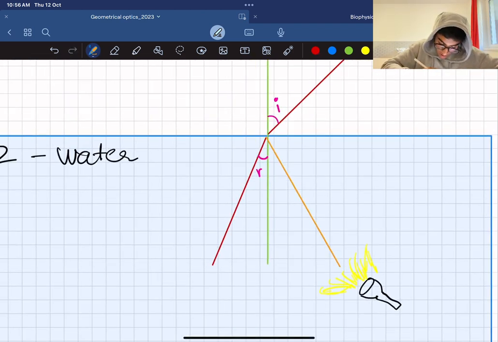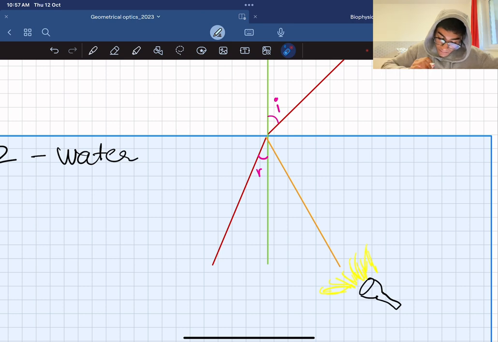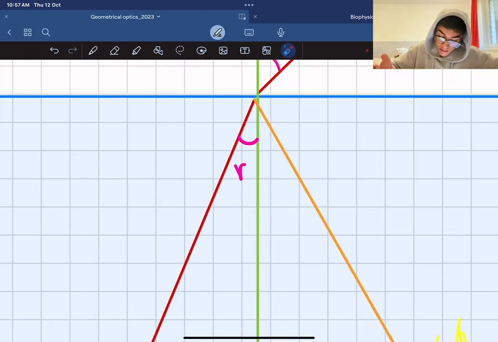Now, the incident ray is coming from water and going to air. If you can recall what I said about angles, where do you think the angle will be for the incident angle? I hope you said here. If you did, that is correct. Let me write that down in dark green. This is the angle of incidence now.